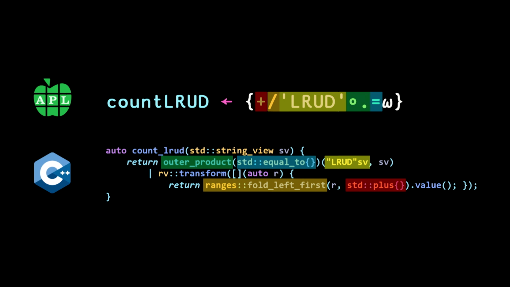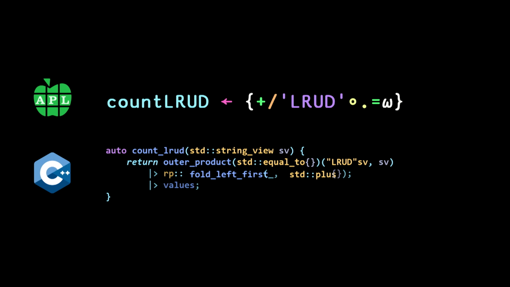I think that is the last thing I have to say. It's actually not, because I just made that point. What if you wrote a library where you had a rank polymorphic fold left first? It's something we could do.